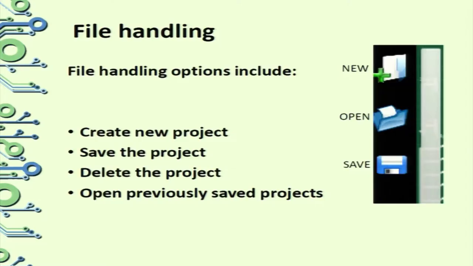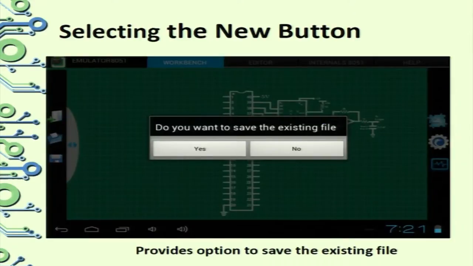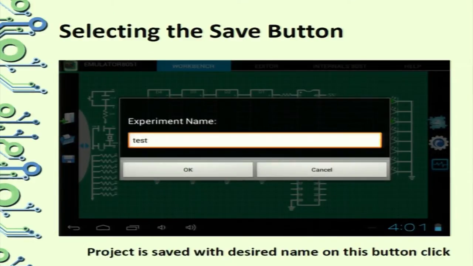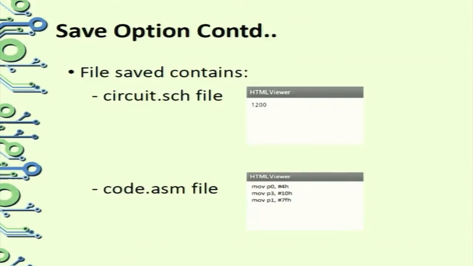I'm here to tell you about the file handling part implemented in this application. It provides the user the options to create a new project, save the project, delete the project, and open a previously saved project. On tapping the new button, the circuit and code both get cleared, providing the user a new workspace. On tapping the save button, the user can save the circuit and code. This is done by saving two files in a folder. They are the circuit.sch and the code.asm.